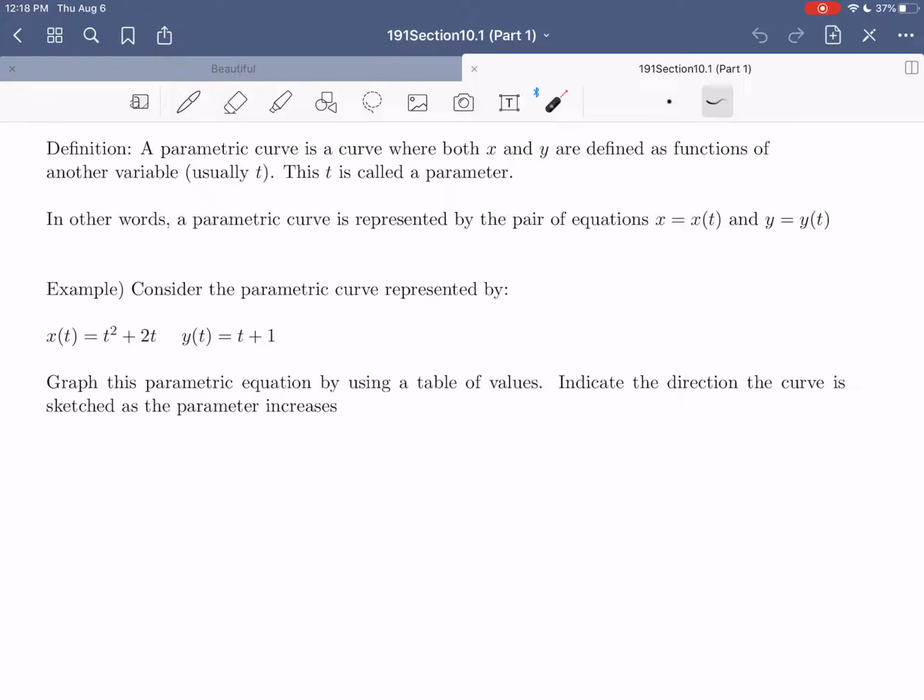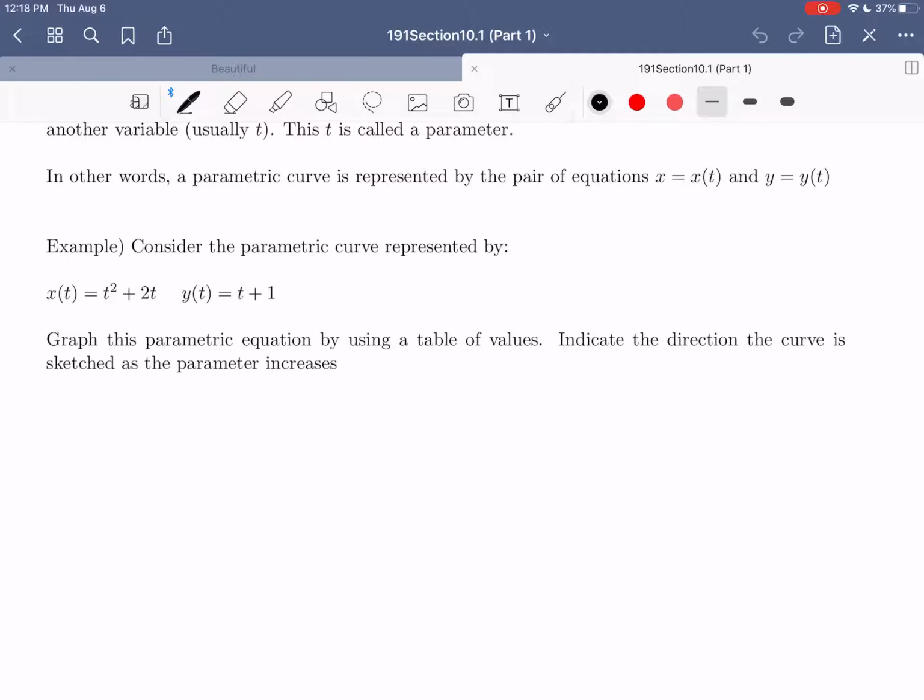So one common use of a parameterization is that it allows us to not only get a graph of a curve, but also we can say, based on what value we're at in the parameter, where are we located on the curve? So if you think about letting the parameter increase, you can talk about not only what the curve looks like, but the direction in which the curve is traced out. So let's go ahead and start by making a table of values.